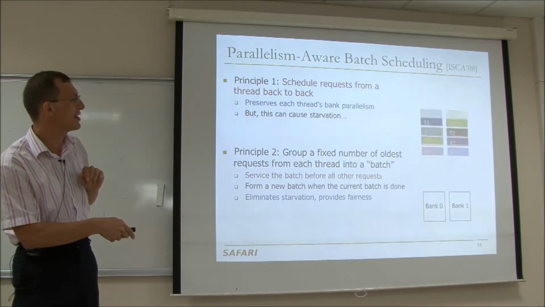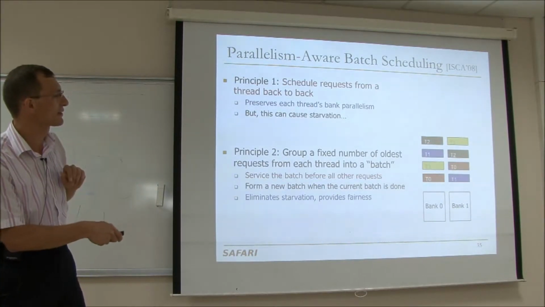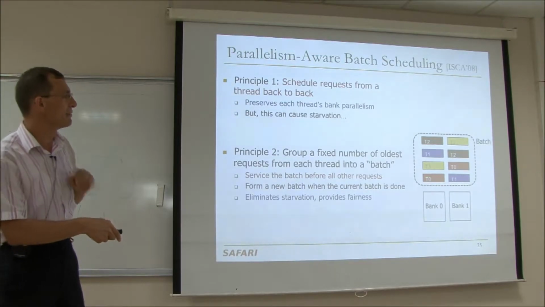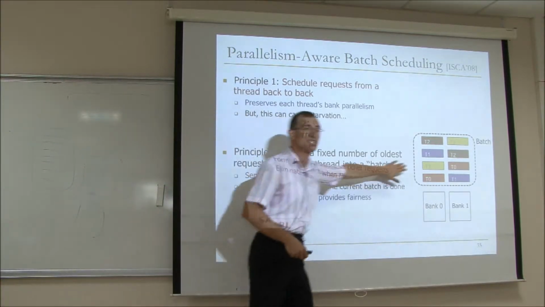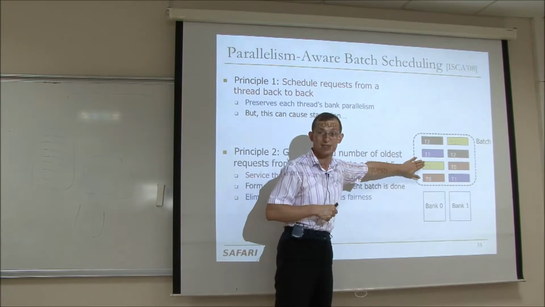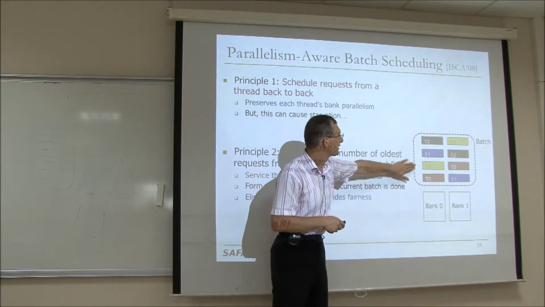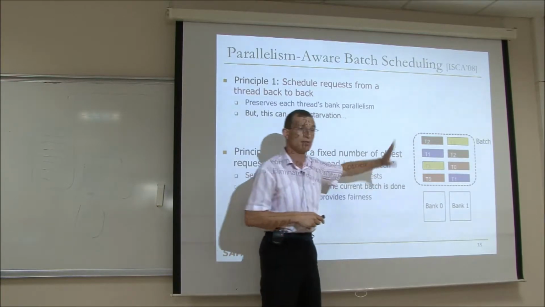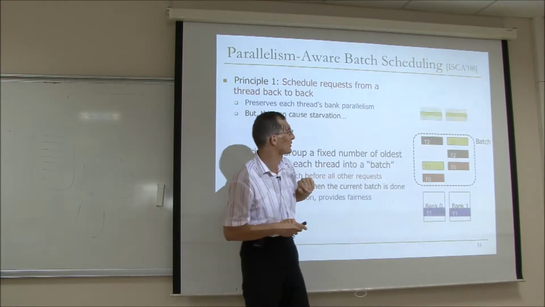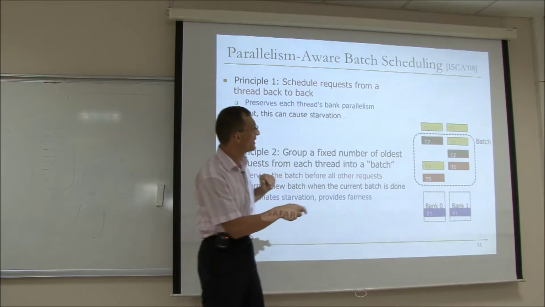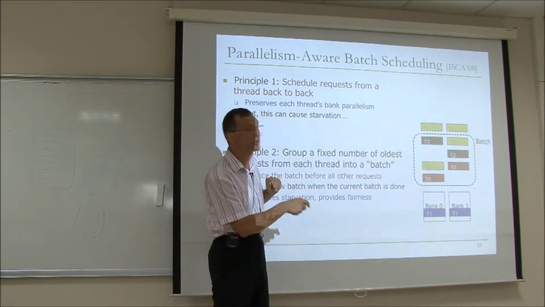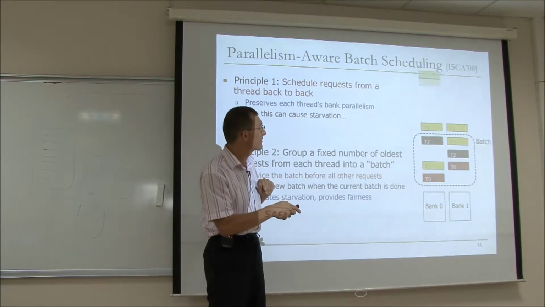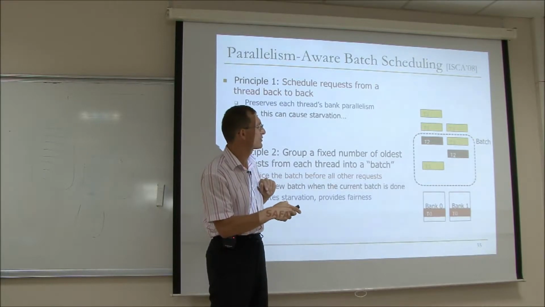You have bank 0 and bank 1. And let's say you have requests from 4 different threads, 0 through 3. The memory controller looks at this request queue and batches some requests. And I'll tell you how this happens in a little bit more detail later on. And within the batch, the memory controller takes each thread's requests back to back. It takes requests from thread 1, services them. And requests from thread 3 arrive, but they're not included in the batch. Right? And then the memory controller takes requests from thread 0 and services them back to back.